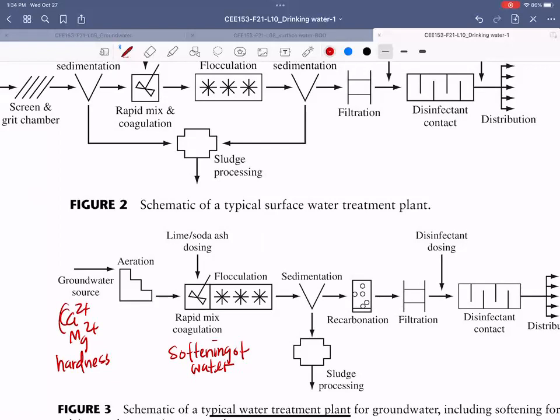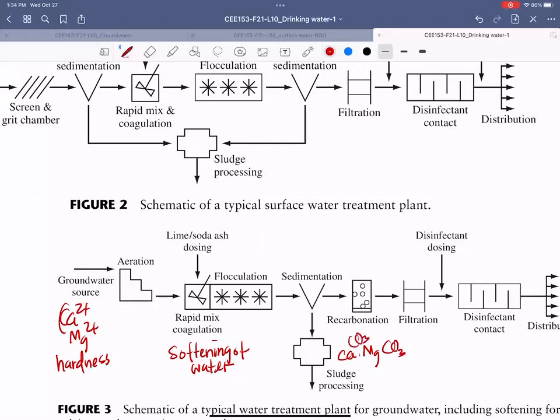And then once you create this, the calcium and magnesium will precipitate as a salt. So you'll form lots of salt floating around. So you have to remove them by using sedimentation. So this is basically removing that calcium and magnesium carbonate.